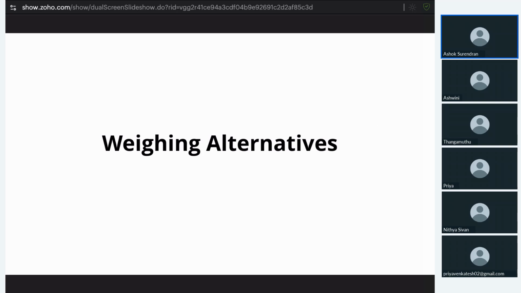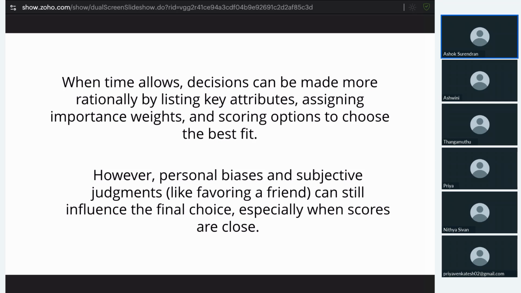You would have picked one. Why did you pick that one? You need to have some factors catered to it. So when time allows, when you have time, decisions can be made more rationally by listing key attributes, assigning importance weights, and scoring options against those to choose the best fit.